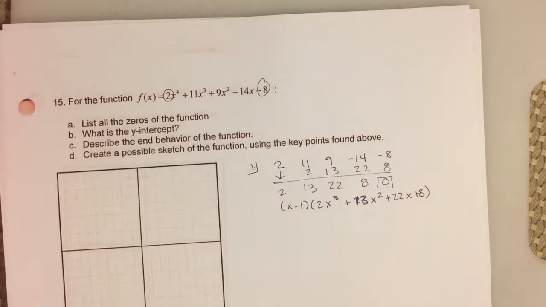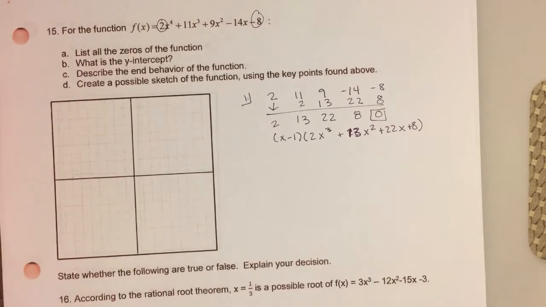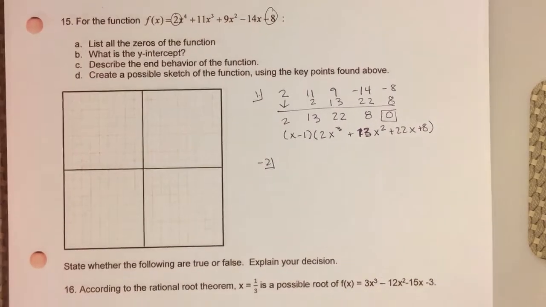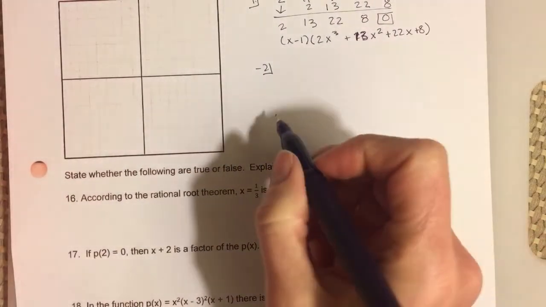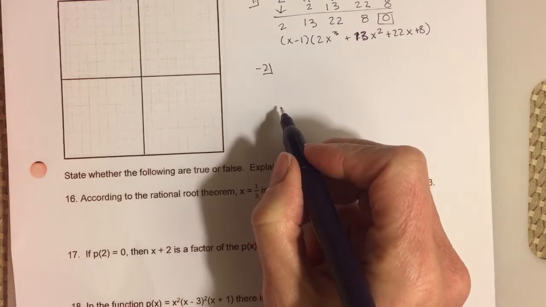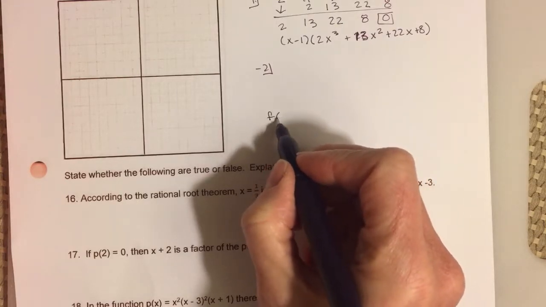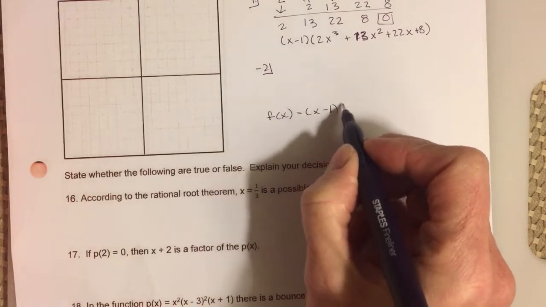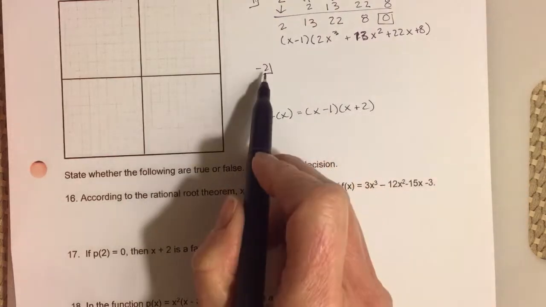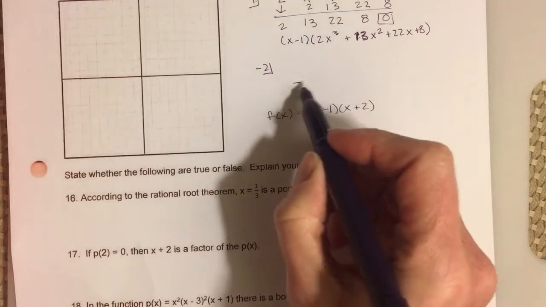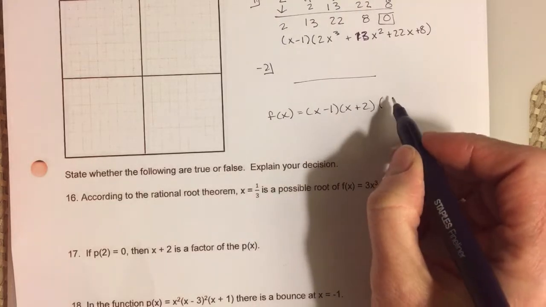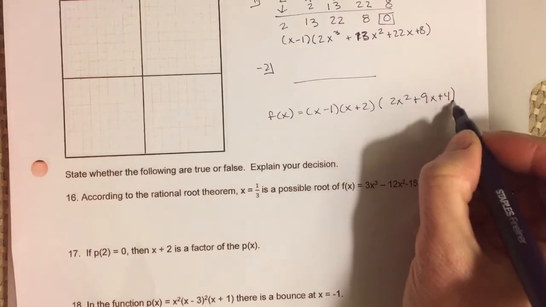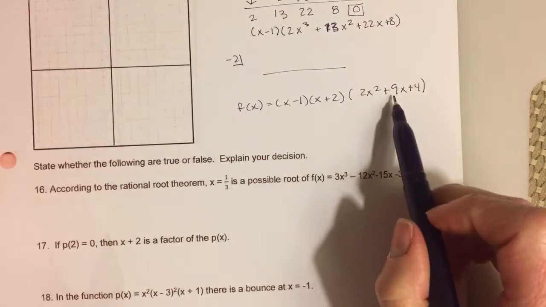You would use synthetic division one more time with negative 2. And I'm going to let you guys look in the locker to double check that work, just to help hurry this review along for you. So when you get all the way done, you get f of x equals x minus 1, x plus 2, because the negative 2 will work, it'll give me an x plus 2. And from your synthetic division, you will also get 2x squared plus 9x plus 4. So this I can factor again.